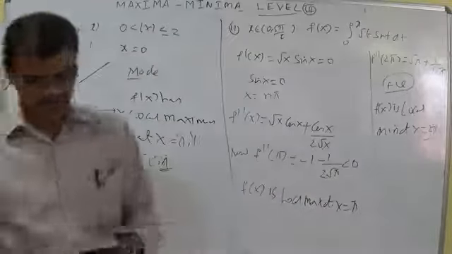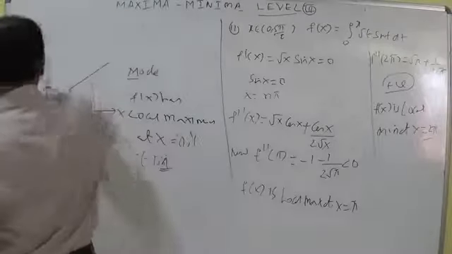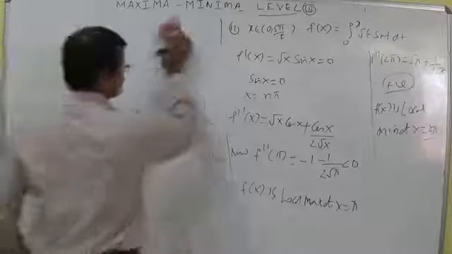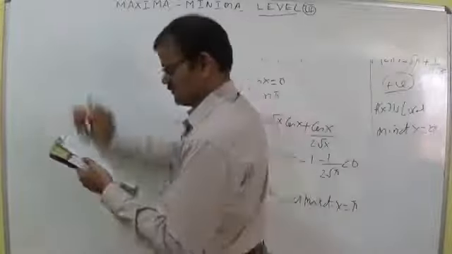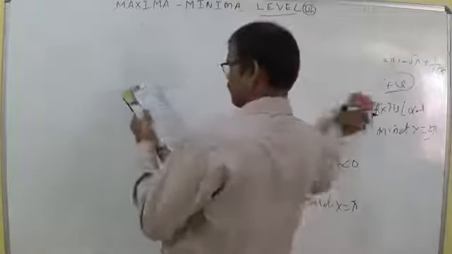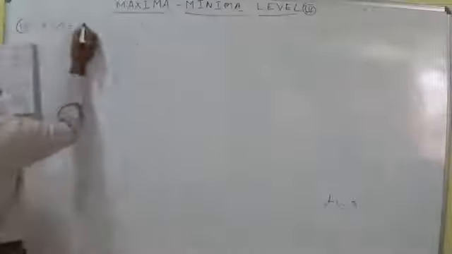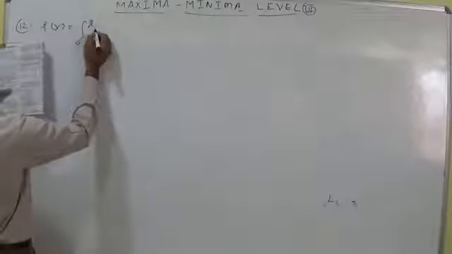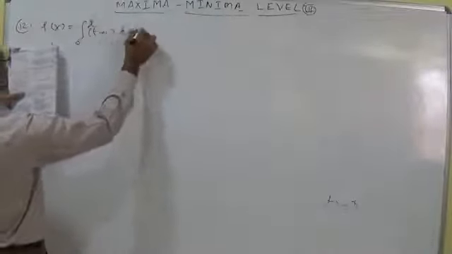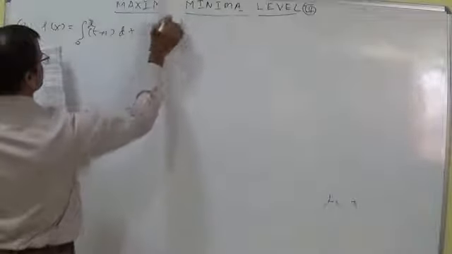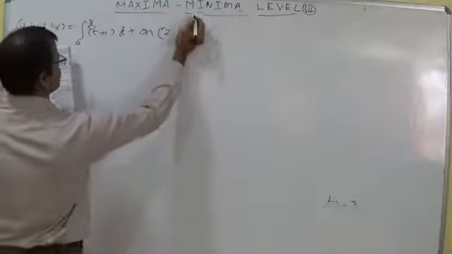Next, let us discuss the 12th question. The 12th one: the difference between the greatest and least value of f of x, where f of x is equal to the integral from 0 to x of t plus 1 dt, on the closed interval 2 comma 3. The difference between the greatest and least values.